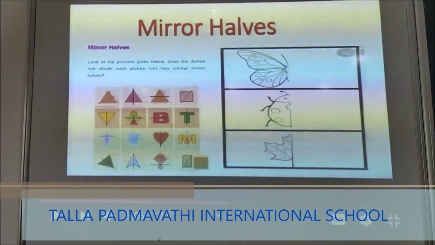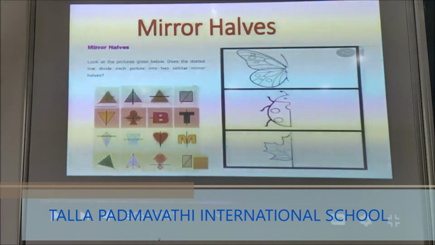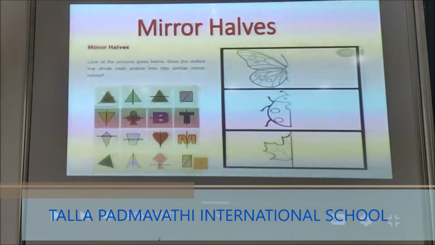So as I told you, our next topic is mirror halves. So children, do you remember what mirror halves are? What was the topic? Yes, symmetric and asymmetric. Mirror halves are nothing but when one half of the object is the same as the other half of the object, then they are said to be symmetric.